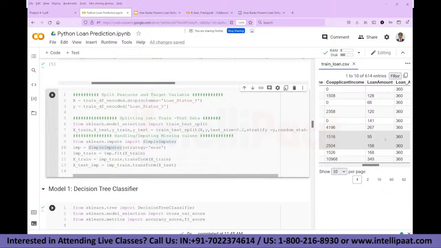So that's the automation that you get from Python, right? You basically have to use just simple imputation. You don't have to do it for every single column. You just do imp.fit on xtrain, and it will find the missing values and fill them for you. So you don't have to do it for every single column there.